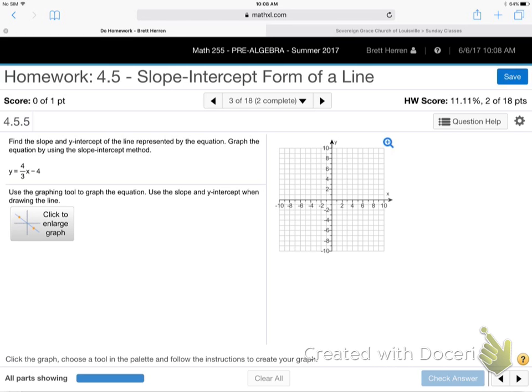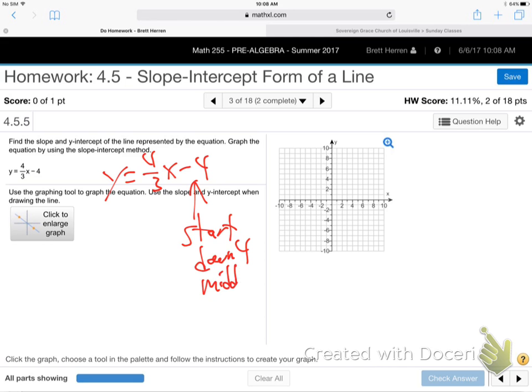All right. So let me rewrite it right here. 4/3 x minus 4. So we start down 4 in the middle, the y-axis. So that'd be right there, and down 4.